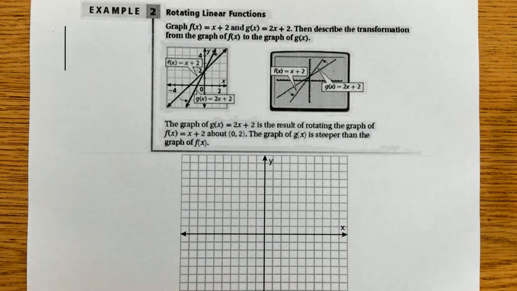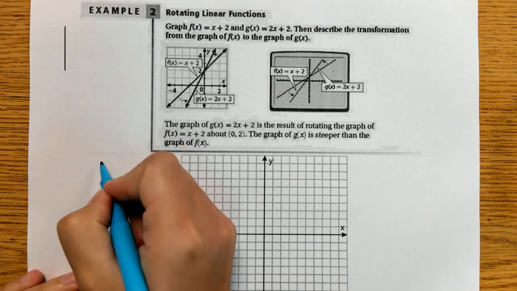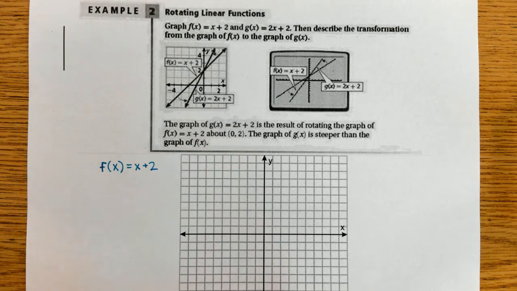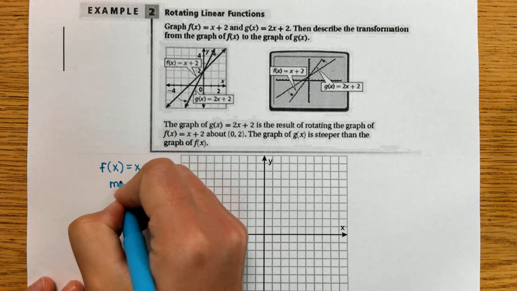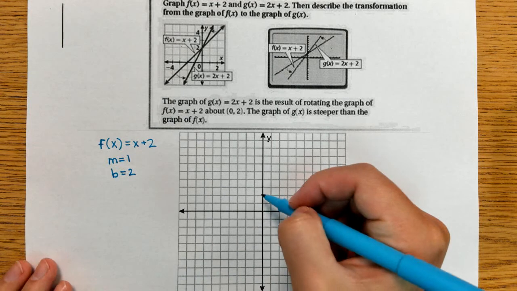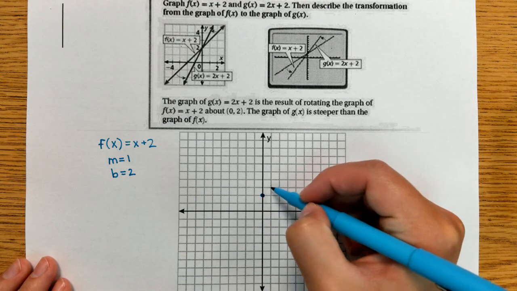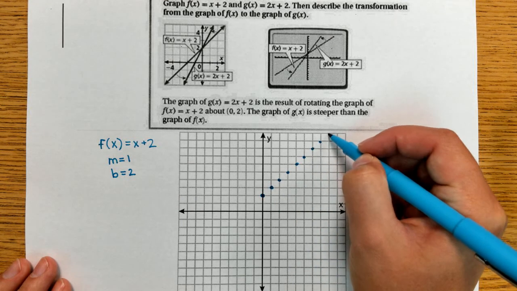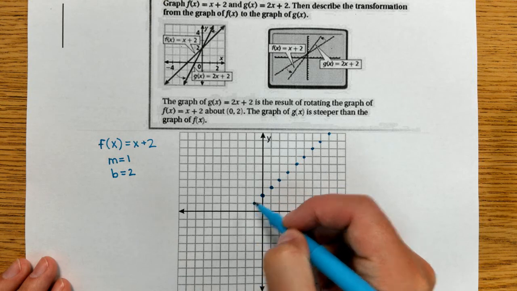So we have f of x equals x plus 2, and g of x equals 2x plus 2. And then we'll describe the transformation from the graph of f of x to the graph of g of x. So starting with f of x equals x plus 2, my slope is 1, and my y-intercept is 2. So y-intercept is up 1, 2, and then my slope is 1. So I'm going to form the upper half of my graph by going up 1, right 1, and the lower half down 1, left 1.